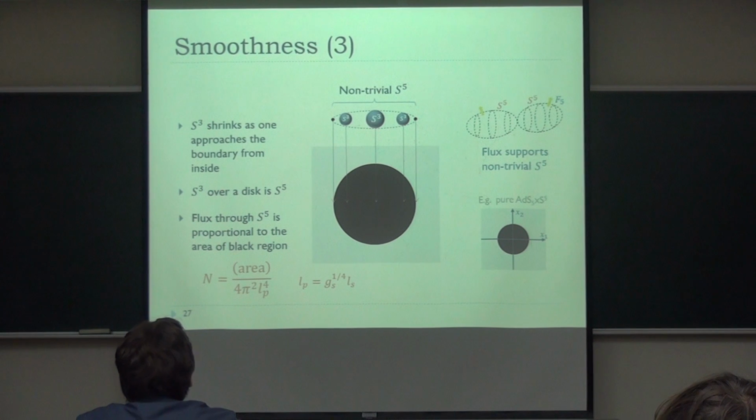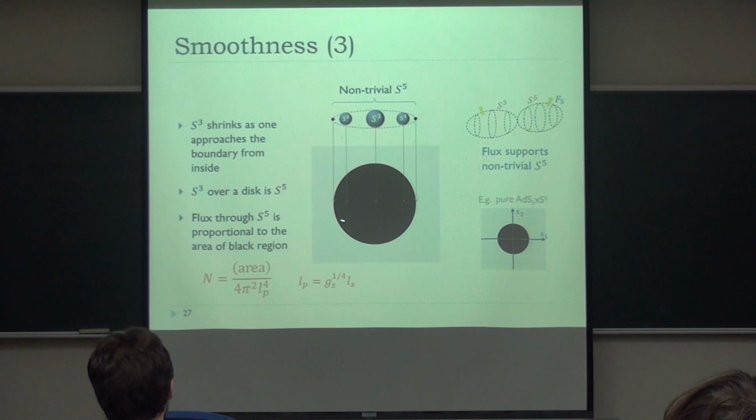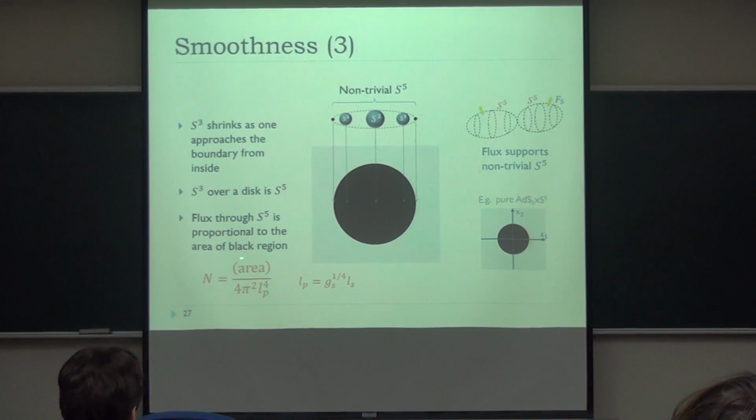This is a bit jumping ahead. But you can compute the flux through the S5, and you can show that it's proportional to the area of the black region. So the number of fluxes through such a droplet is simply the area divided by L Planck to the fourth, basically. The Planck length is g_s to the 1/4 times l_string. And one simple example is pure AdS5 times S5. So this disk in the middle is the S5.